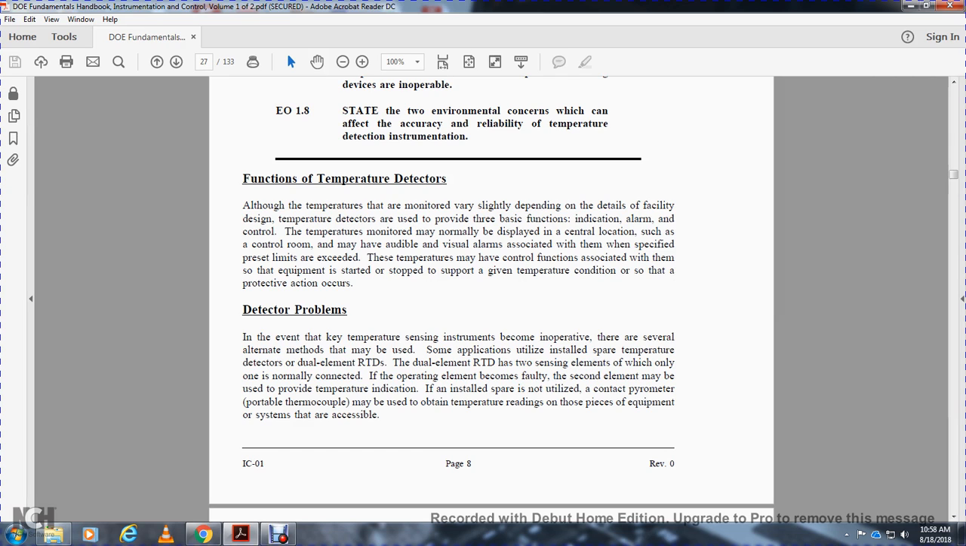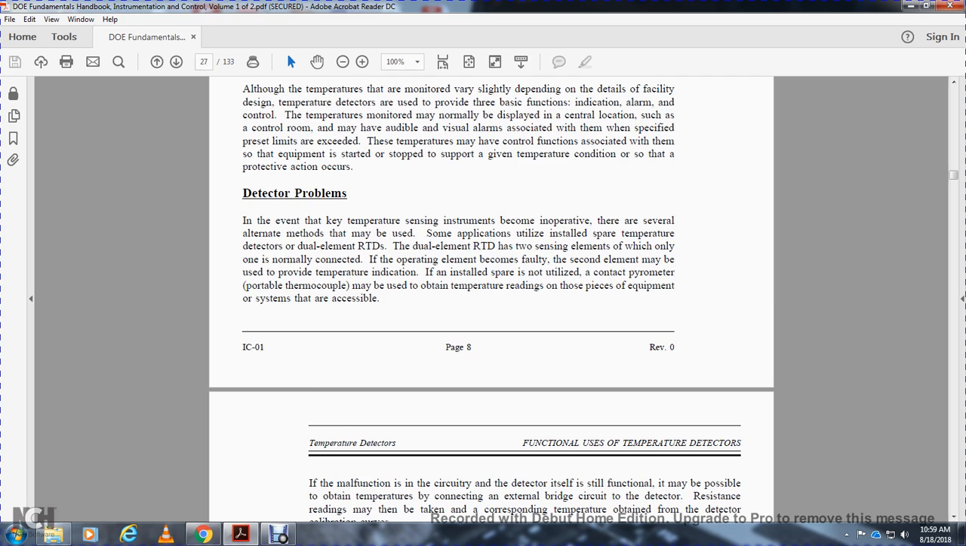Detector problems. In the event of a failure of the temperature sensing instrument, becoming inoperative, an alternative method may be used. Some applications utilize installed spare temperature detectors, such as a dual element resistance temperature detector. The dual element resistance temperature detector has two sensing elements, only one of which is normally connected. If the operating element becomes faulty, the second element may be used to provide the temperature indication. If there is no installed spare, a contact pyrometer or portable thermocouple may be used to obtain temperature readings where those pieces of the system are accessible.